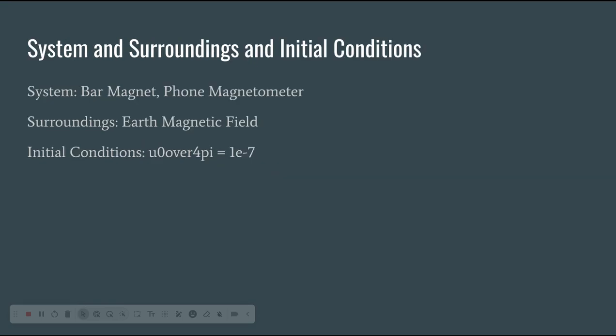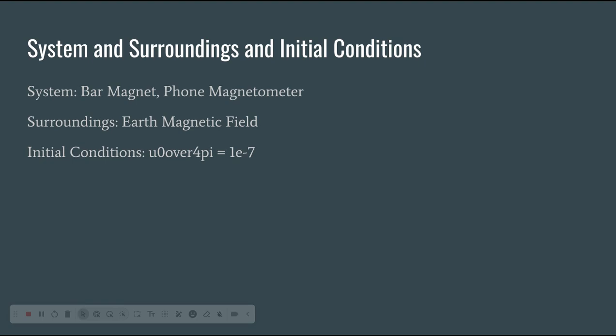Okay, so our system is the bar magnet and the phone magnetometer. The surroundings, which we're going to have to account for, is Earth's magnetic field. And our initial condition is that mu naught divided by 4 pi is 1 times 10 to the negative 7th, which is kind of just a fact.